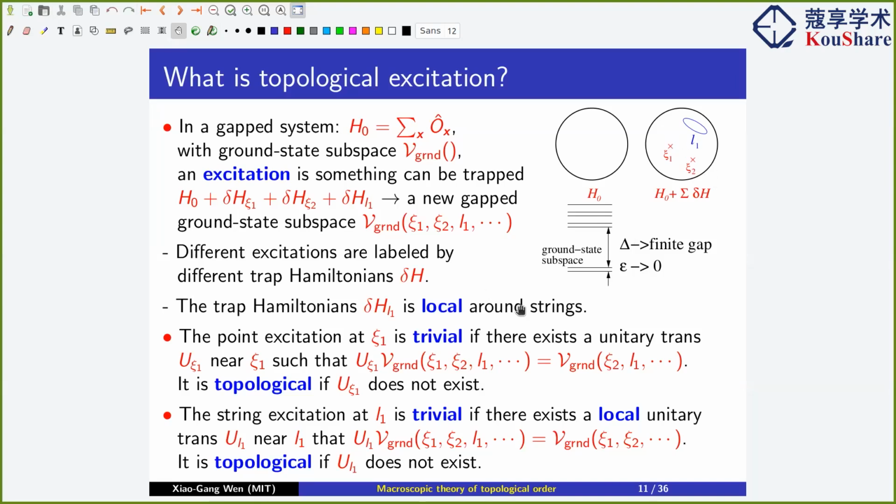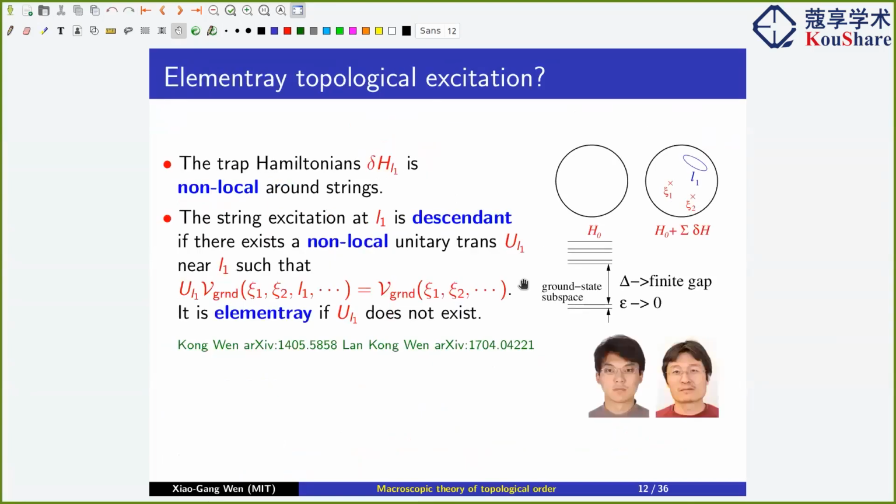So we feel very uncomfortable with this kind of descendant excitation. We want to get rid of that. Actually, we don't know how to get rid of that, but there's one proposal. The trap Hamiltonian can be non-local along the string. So that's a different proposal, a different class. We trap something, but this Hamiltonian along the string can be non-local. However, away from the string, it is all local.